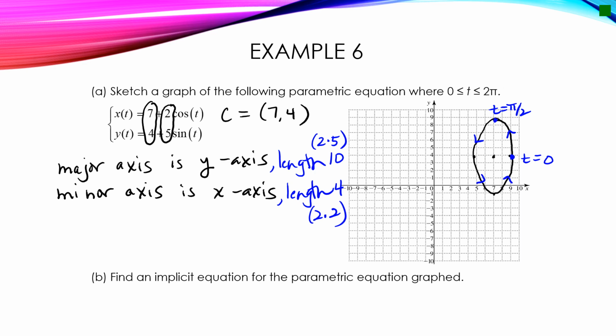The implicit equation for our ellipse is going to be x minus 7 to the second power over 2 to the second power plus y minus 4 to the second power over 5 to the second power, and it always equals 1. If you would like to square the 2 squared and call it 4, and square the 5 squared and call it 25, you can. You could also FOIL the numerators, but to be honest with you, leaving it in factored form tells me a lot more information than foiling it would. So I would probably leave it just the way it is.